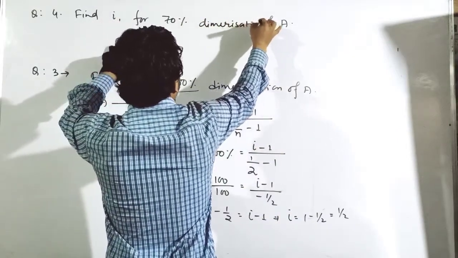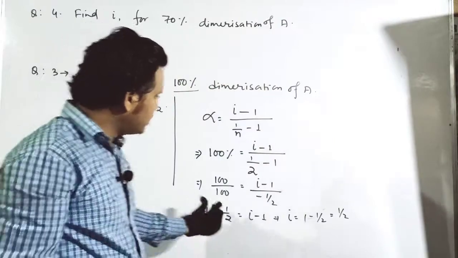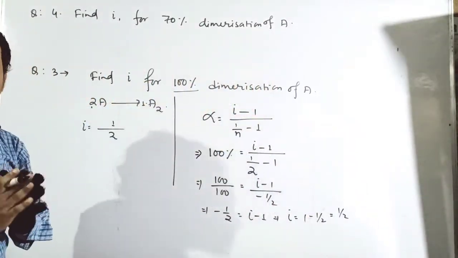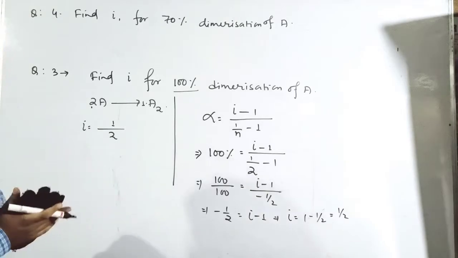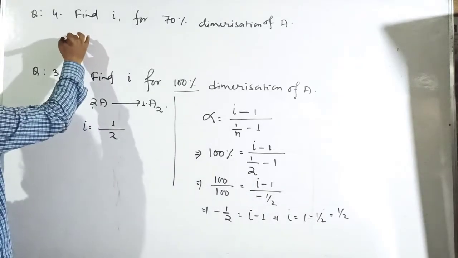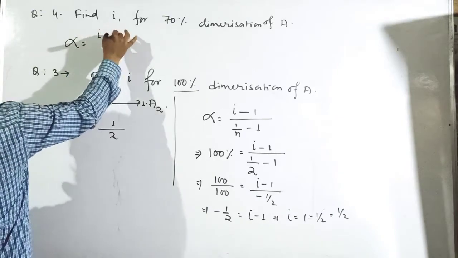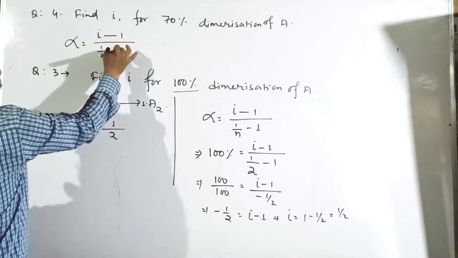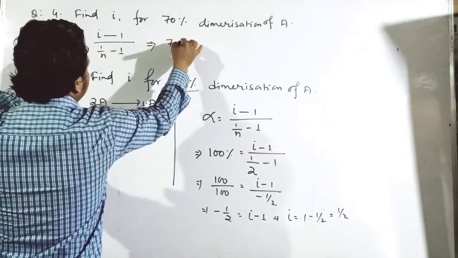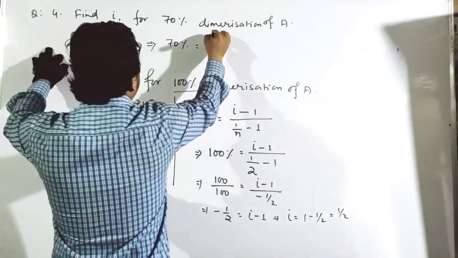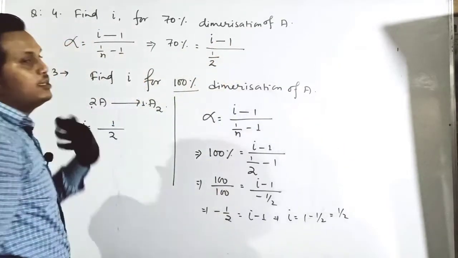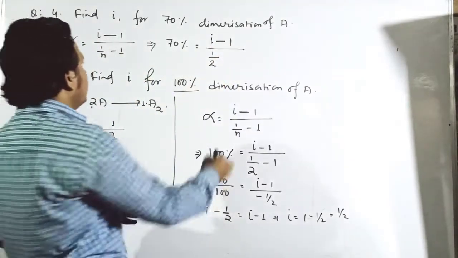If 100% dimerization, the answer will be half. If 70% dimerization, then the answer will not be half. So what will be the answer? Let us check. Here alpha is equal to I minus 1 by n minus 1. What is the value of alpha? Given 70%. I we have to calculate. n will be 2. Why? Because it is dimerization. Minus 1.